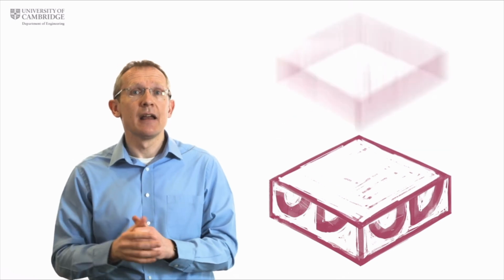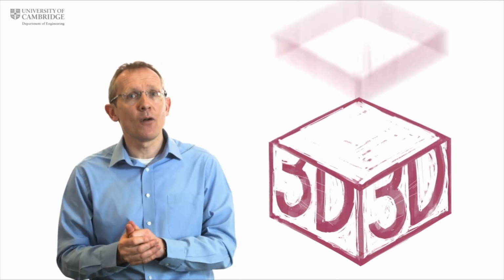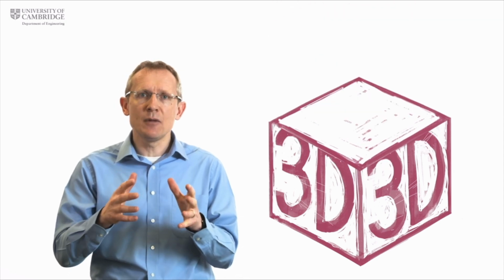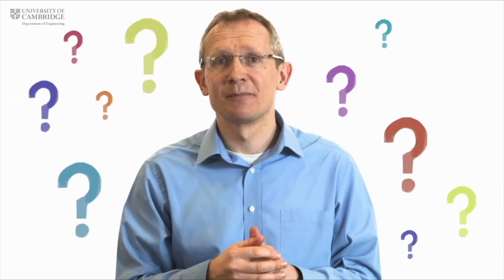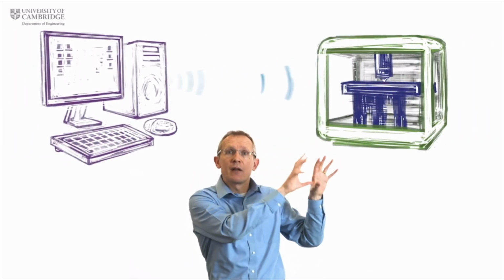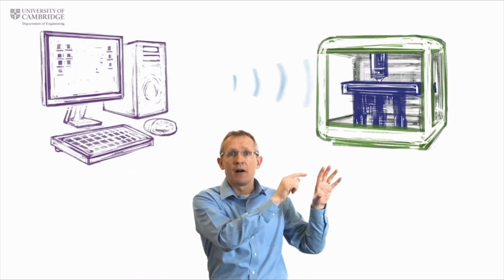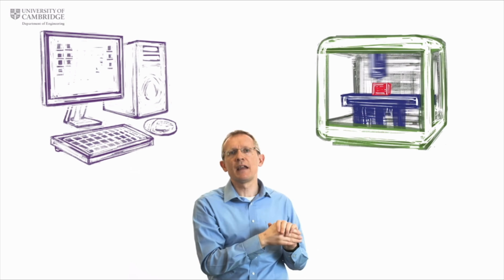3D printing is one type of additive manufacturing, and it involves making an object by adding material one tiny layer at a time. So, how do you do that? Well, it all starts by making a drawing of the thing you want on your computer. The computer then makes a special kind of file which it sends to the 3D printer. And the 3D printer reads that file and prints the object layer by layer to make the thing you want.